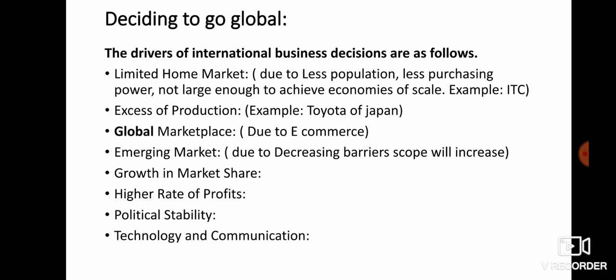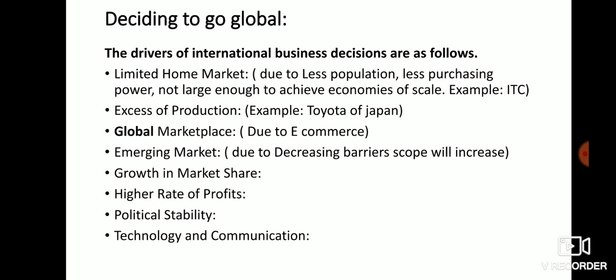Then the global marketplace. Due to e-commerce, nowadays the marketplace is treated as global. There is no boundary for the market from country to country. Through e-commerce, we can import products of any country, see the product, and buy the product. So whether e-commerce is properly developed in the particular country where we have the objective to establish our business, we have to observe these things too.